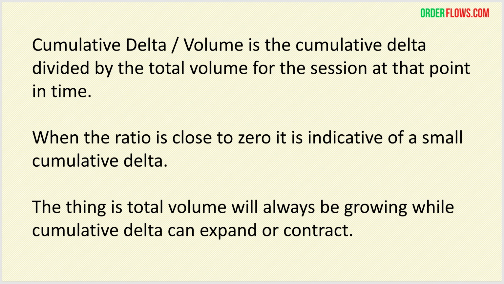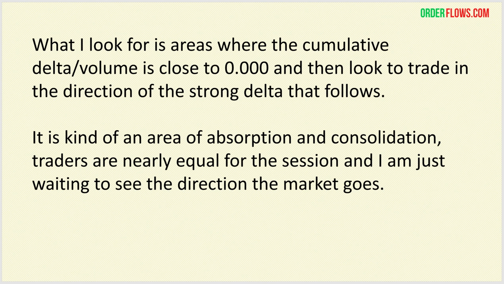Now, cumulative delta versus cumulative volume is basically the cumulative delta divided by the total volume for the session at that point. When the ratio is close to 0, it's indicative of a small cumulative delta. The thing is, total volume will always be growing, while cumulative delta is going to expand or contract. The total volume for the day is always going to get larger, while cumulative delta could get closer to 0 or further away from 0. So they're not moving in the same direction, because total volume only ever goes one way. It's never going to get less, but cumulative delta can get lesser.